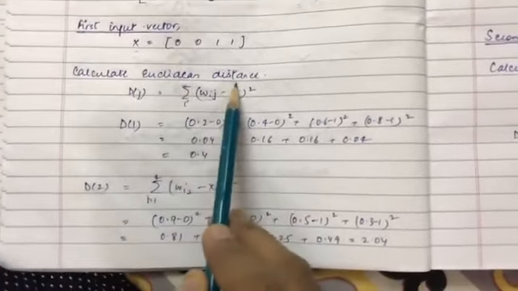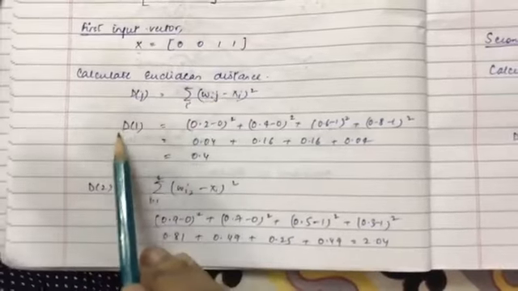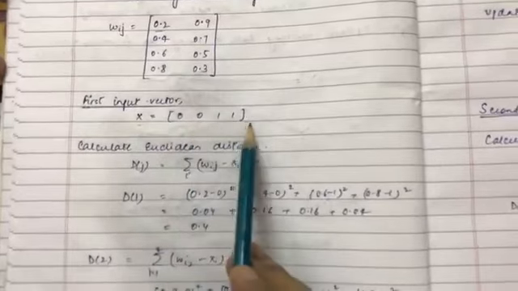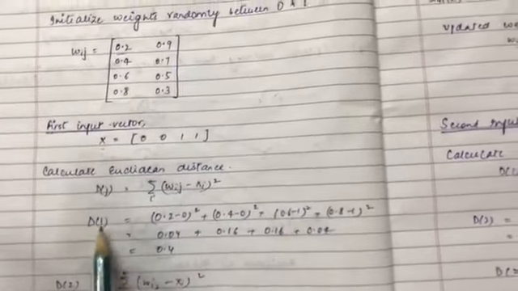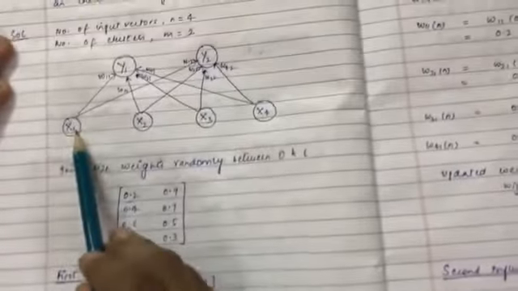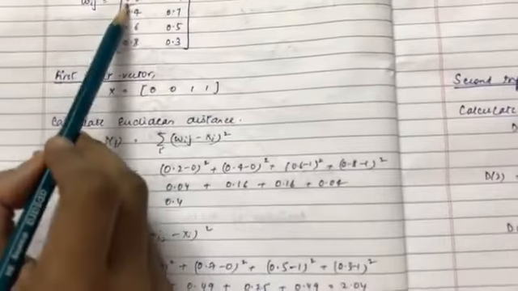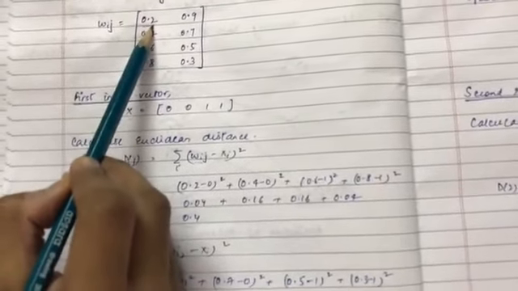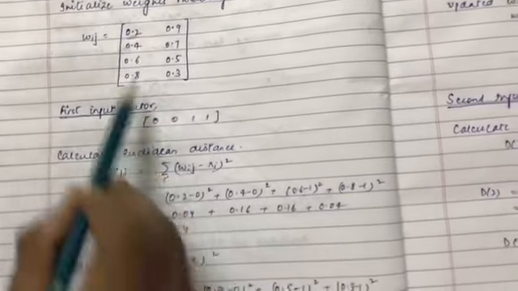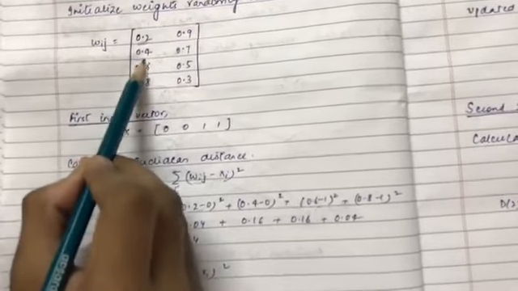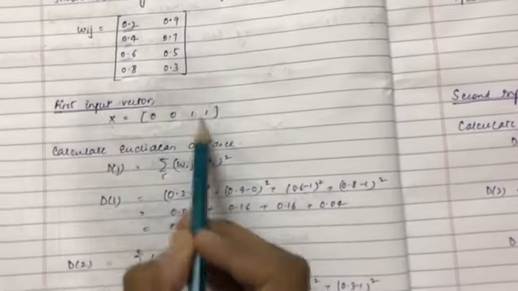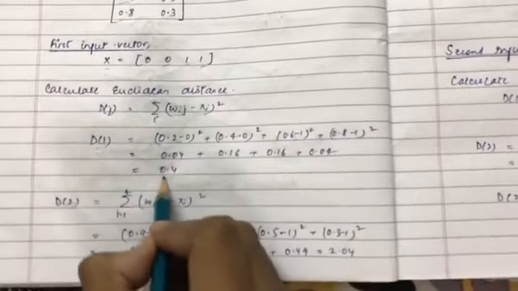We need to calculate the Euclidean distance. How do we calculate the Euclidean distance? Let's see. We need to calculate the Euclidean distance between the cluster 1 and the input vector 0, 0, 1, 1. So D1 represents the Euclidean distance between the cluster 1 and the input vector x1. So we'll do it like this. 0.2, since these represent the weights with which all the input vectors are connected to cluster 1, therefore (0.2 minus 0) whole square plus (0.4 minus 0) whole square plus (0.6 minus 1) whole square plus (0.8 minus 1) whole square, we'll get 0.4.